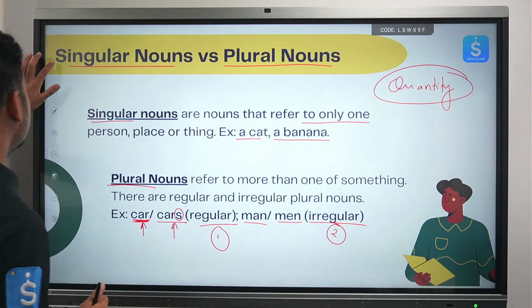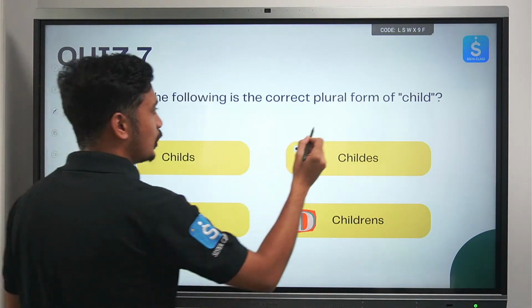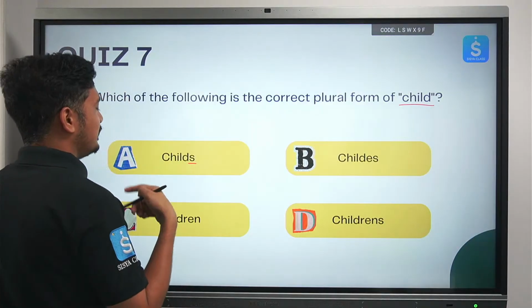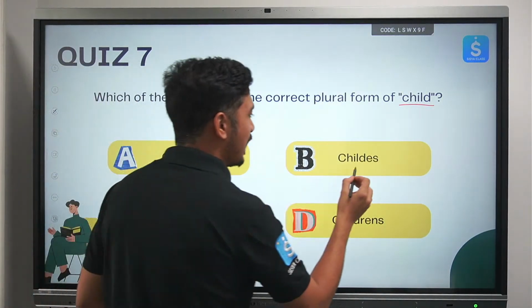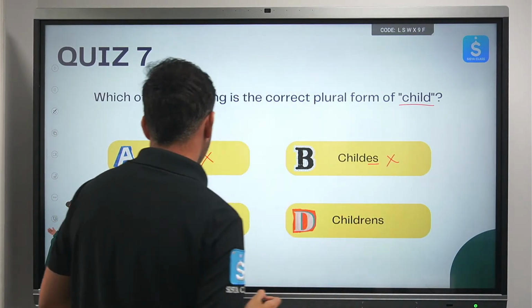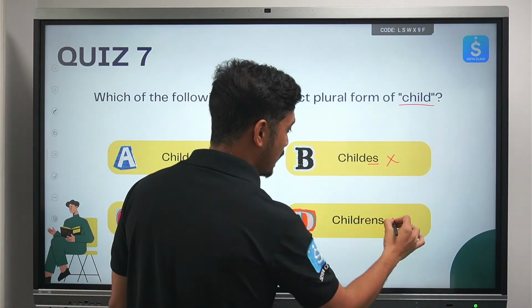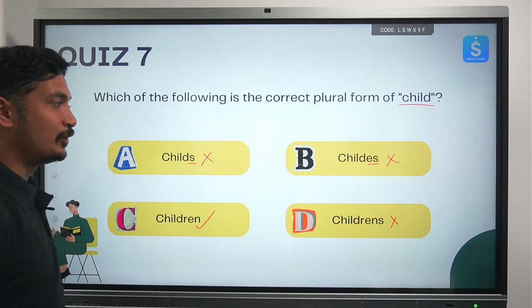Okay, moving ahead, here are a few questions. Which of the following is the correct plural form of child? So when you talk about child, do we add s in the end to have a plural form of it? No. Do we add es? No. Do we say children or do we say children's? Well, children's is also not correct. Children is the correct form.